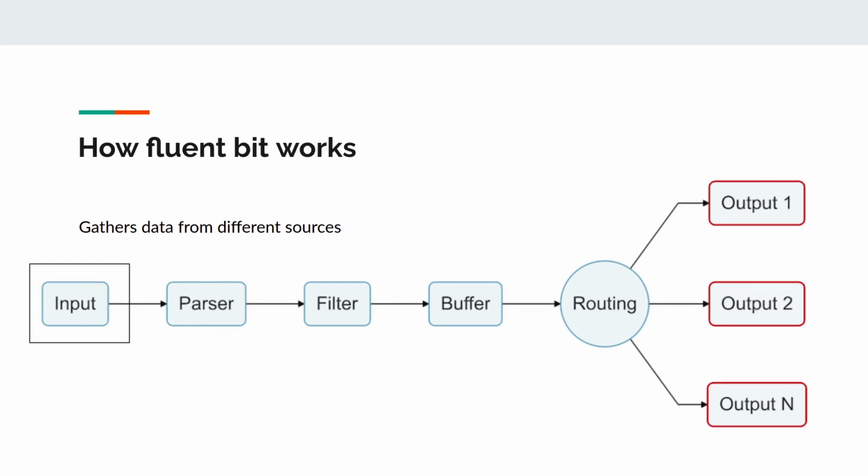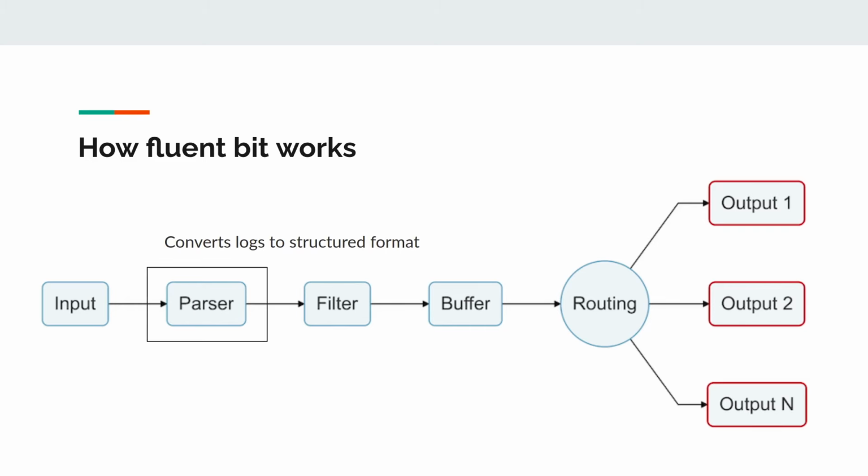Input gathers logs from different sources, and these sources can be a file, a systemd process or a collectd process, anything which generates logs. Then we have the parsers. Parsers basically convert the logs generated by various applications into a structured form. It could be JSON or some other form. Those things are handled by the parser.